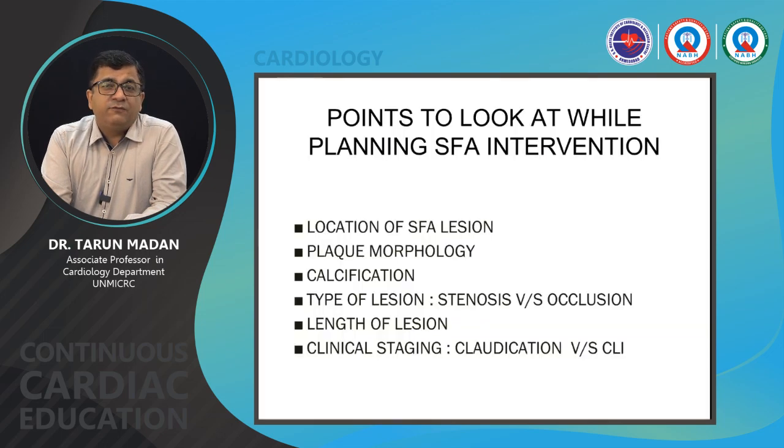Points to look at while planning an SFA intervention: look at the location of the SFA. Where is the lesion located? Ostial part, proximal part, upper one-third, middle one-third, lower one-third; is the popliteal involved or not; is calcification there or not; what kind of plaque morphology; what is the type of lesion, stenosis versus long occlusion; and what is the length of the lesion, because stents are routinely available in 150 mm length, but rarely we can get 180 mm and 200 mm long stents as well. We should also clinically stage the patient, whether he is a claudicant or has critical limb ischemia.